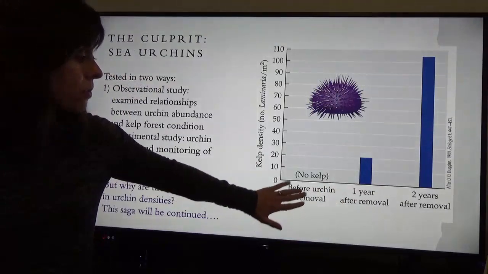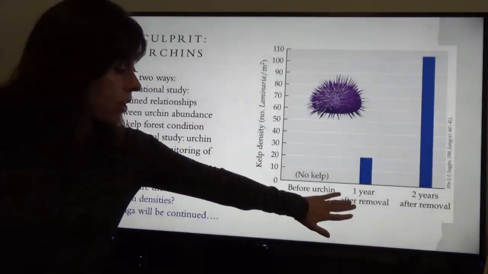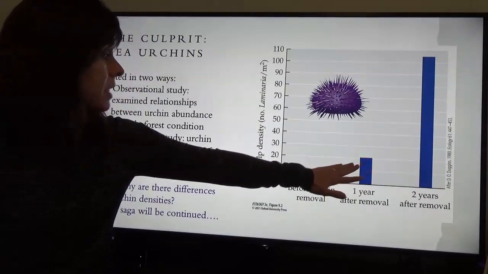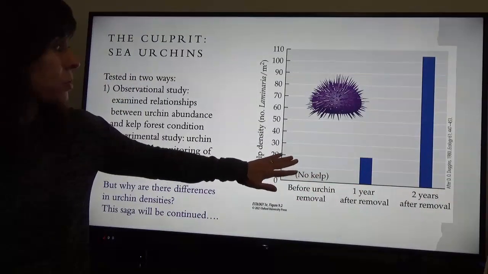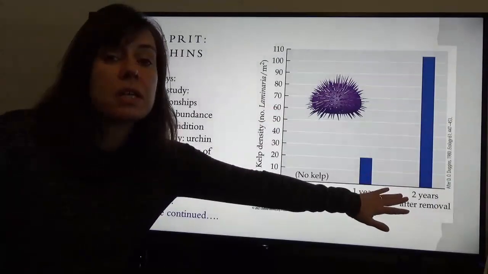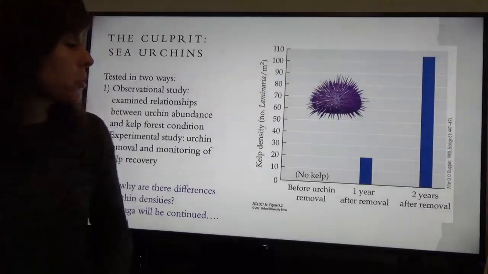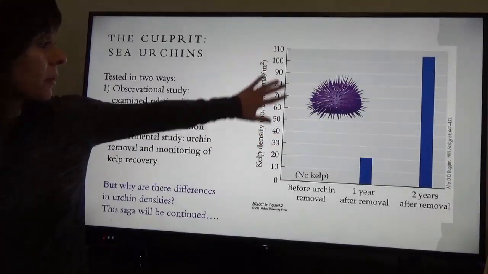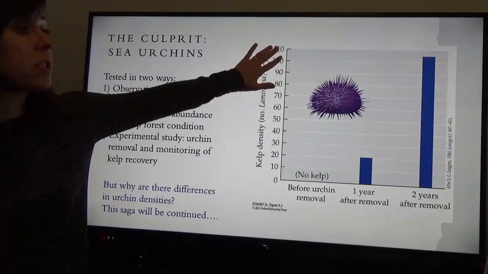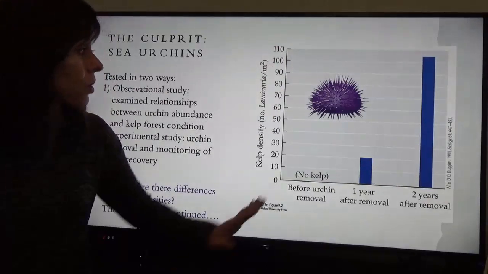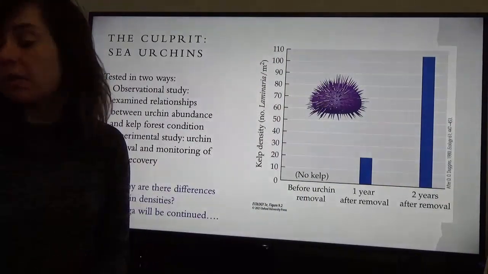So before urchin removal, there was no kelp. 1 year after urchin removal, kelp density was at 20 individuals per meter squared, and 2 years after removal, kelp density was up to over 100 individuals per meter squared. So this is what we have on this axis, from 0 to 110 individuals per meter squared. Okay, so clearly urchins are playing a really important role.